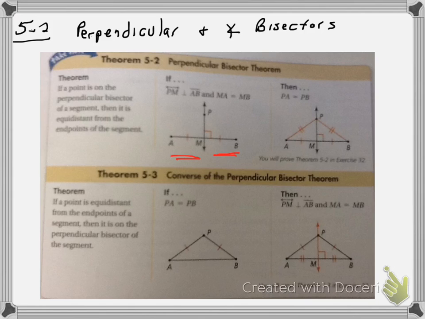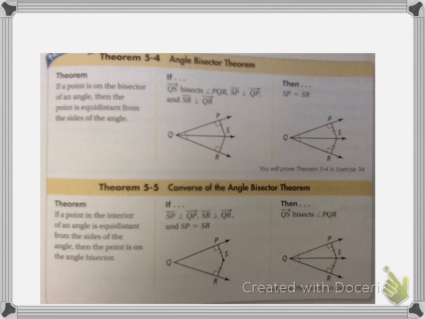when you connect the two, so if I connect PA and PB, they're going to be congruent. And the converse of that is if you have this congruent and this congruent here, then you know that this is perpendicular to MA. So that's the perpendicular bisector theorem.